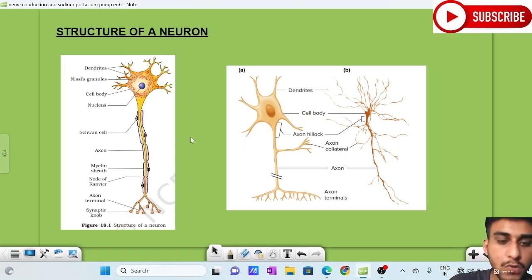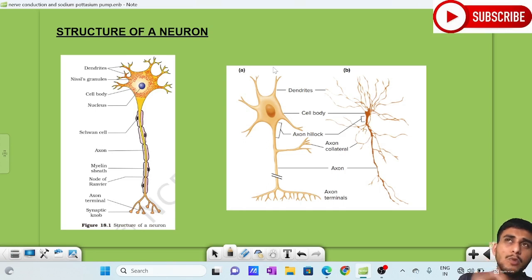So if you go to the structure of a neuron, the cell actually consists of different structures. They have a presence of dendrite, Nissl's granule, cell body, nucleus, Schwann cell, axon, myelin sheath, node of Ranvier, axon terminal, synaptic node. Okay, these are the structures of a neuron.